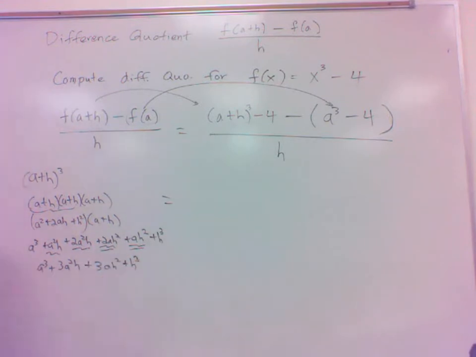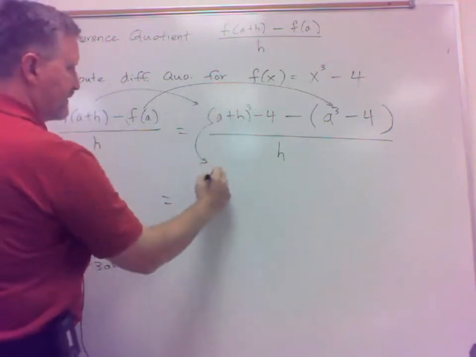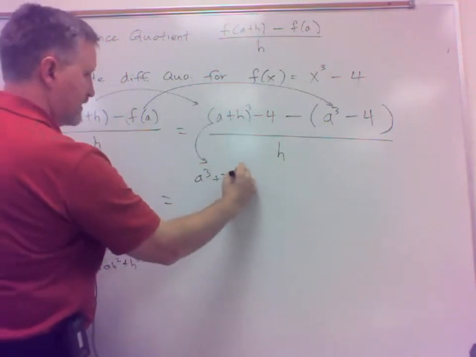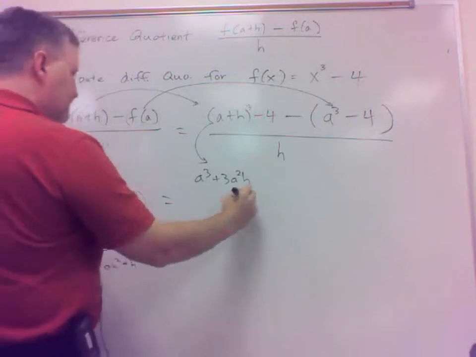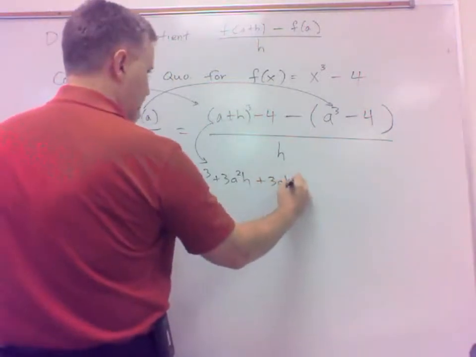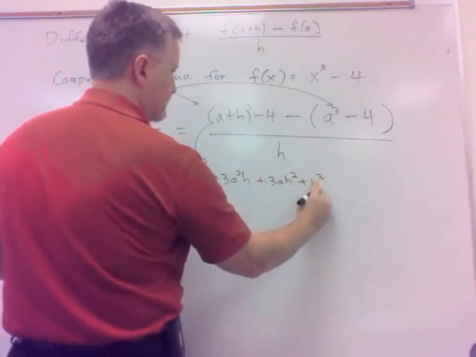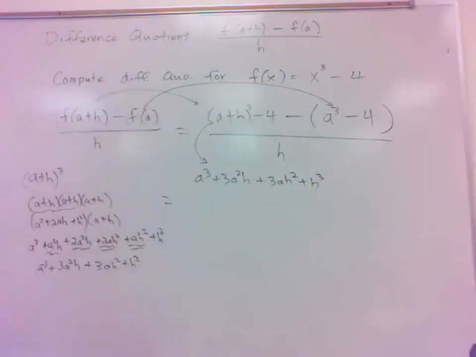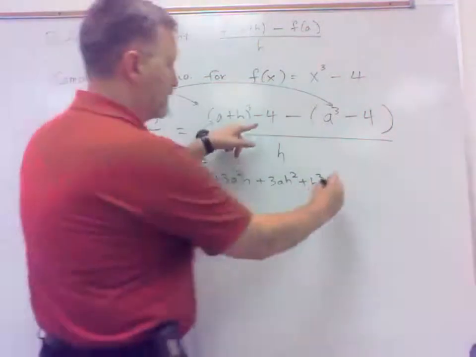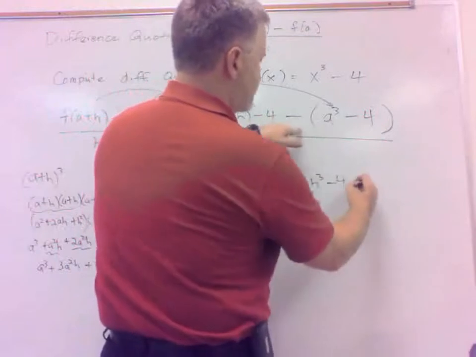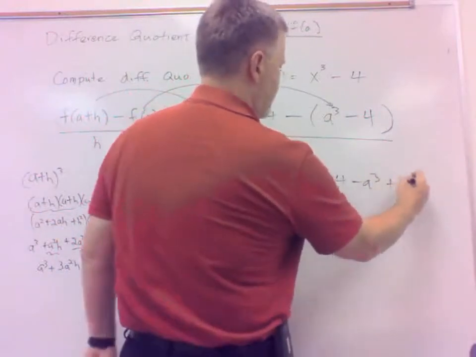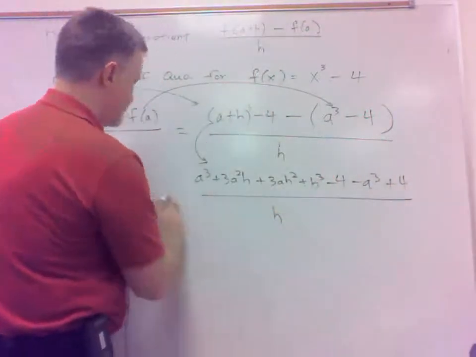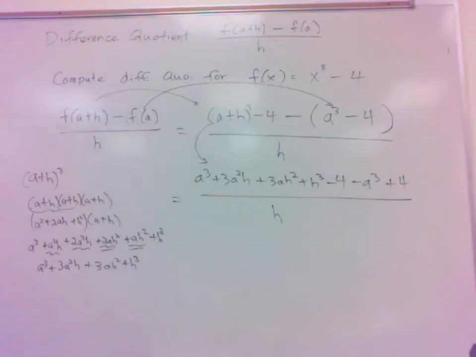All right, so if I cube that out, I get a cubed plus 3a squared h plus 3ah squared plus h cubed. That's what that becomes. Then the minus 4, and then distribute the minus, so it'll be minus a cubed plus 4. All of that is over h. With me so far? I wanted to do one of those cubes just to show you. If you cube it out, that's what you get.